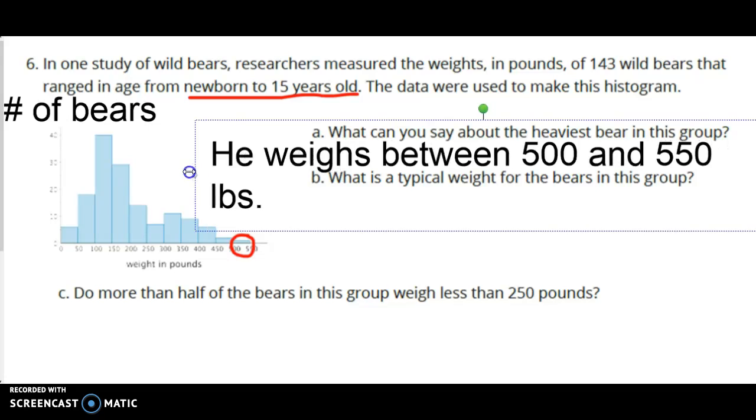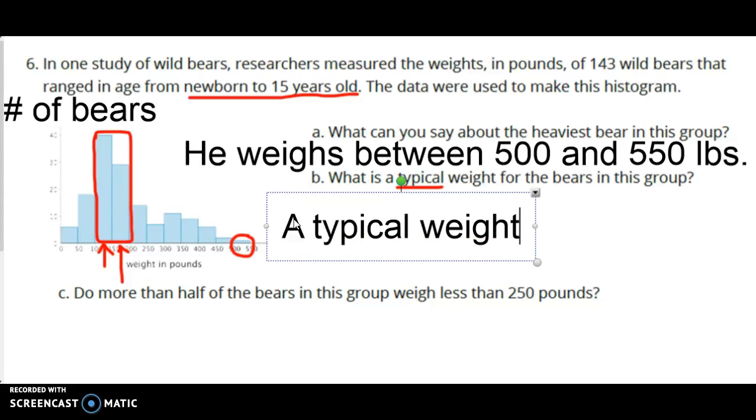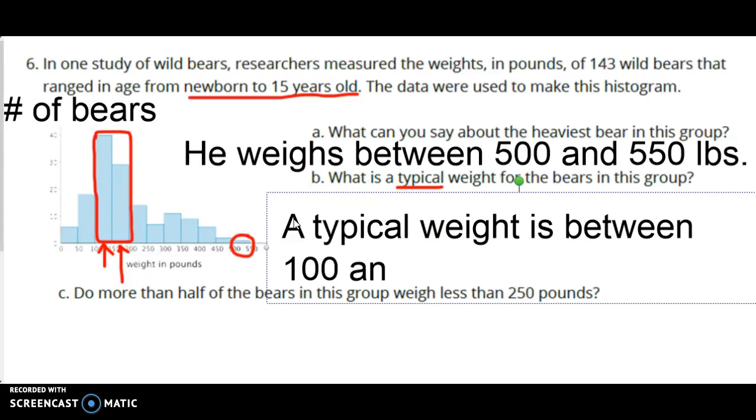And then it says, what is a typical weight for the bears in this group? The word typical means about average. So here I'm looking for where most of my bears are falling. We already talked about how this is my tallest line here, between 100 and 150. I also have a lot of bears falling right here, between 150 and 200. So if I were to look in this range, that seems to include a lot of bears. So when it says what is the typical weight, I could say a typical weight is between 100 and 200 pounds. C, I want you to try on your own.